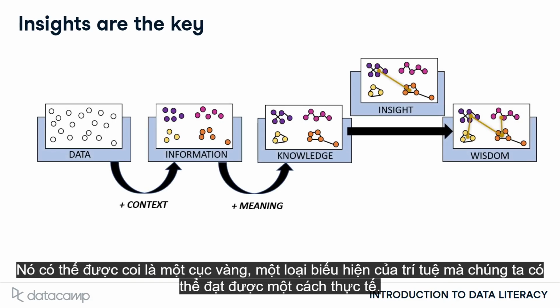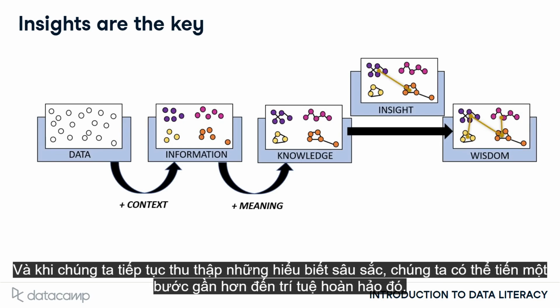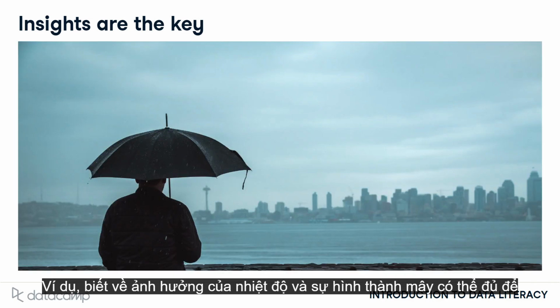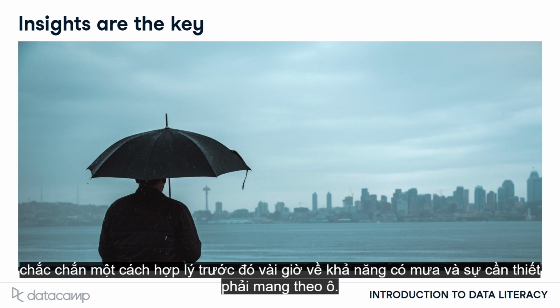It can be considered a gold nugget, a kind of manifestation of wisdom that we can realistically achieve. And as we keep gathering insights, we can get one step closer to that perfect wisdom. For example, knowing about the effect of temperature and the formation of clouds might be enough to be reasonably certain a few hours beforehand about the possibility of rain and the need to bring an umbrella.